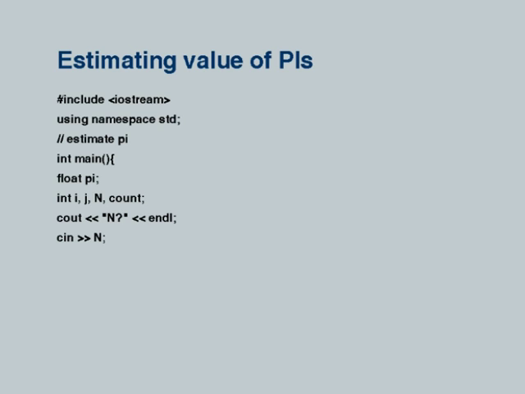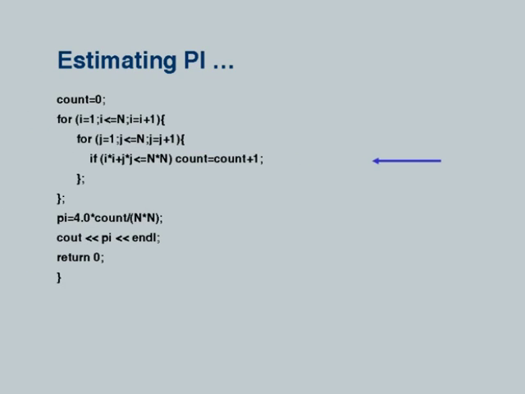We had done this: read the value of n, which could be 1,000, 10,000, whatever. And we said that this is how we'll estimate pi, by finding out whether any point (i, j) is within the circle or outside the circle. If the value of i square plus j square was less than n square, we said the point is inside the circle, and therefore we would add 1 to the count.